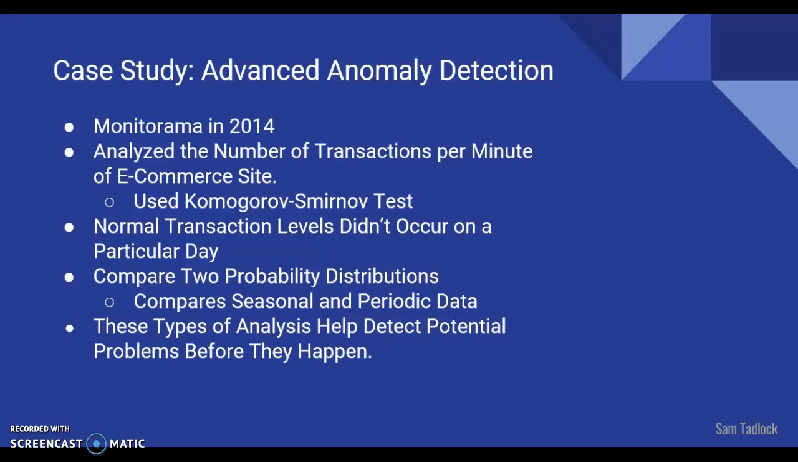They compared two probability distributions. Ultimately it compares seasonal and periodic data in order to come up with the norms that they should be experiencing, to decide if those drop-offs were truly drop-offs that they were not normally experiencing. These types of analysis help detect potential problems before they happen. So rather than worry about something because it's a seasonal or periodic drop-off, it helps you tell the difference. But if you ignore it and it ends up being a real problem, which was the case they were finding, it's better to know where those seasonal and periodic data lie.